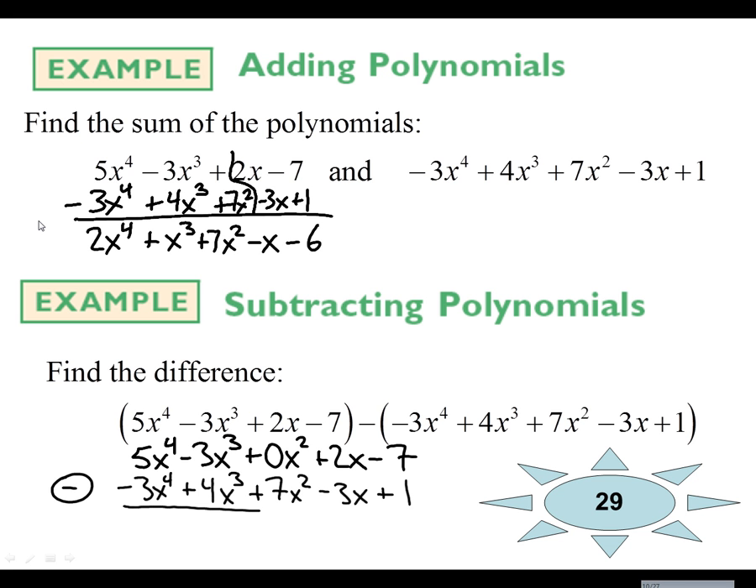So when we subtract, we're going to change signs. So that means that we'll add here and get 8x to the 4th. We're going to subtract here and get -7x cubed. We're going to subtract here and get -7x squared. We'll add here and get 5x. And we'll subtract here and get -8. So just be very careful with your signs, and you'll be able to do these just fine. Try problem 29.